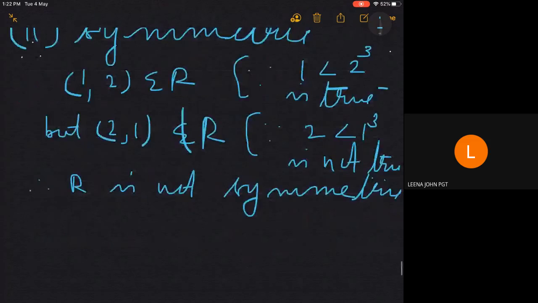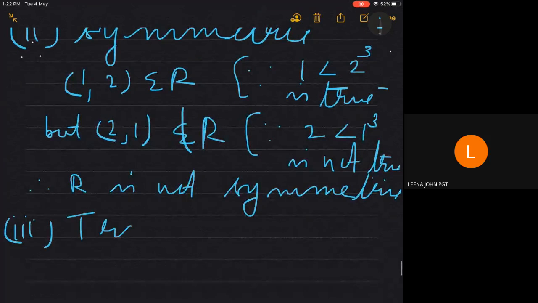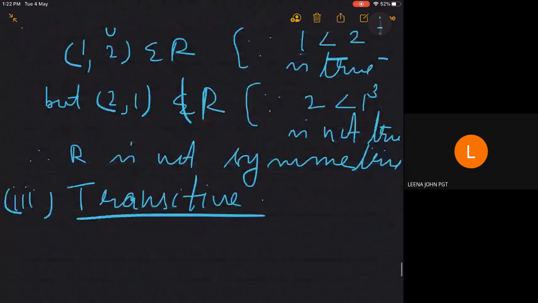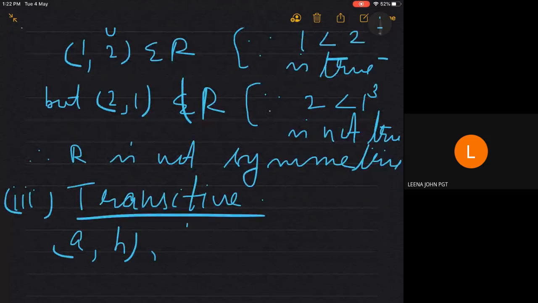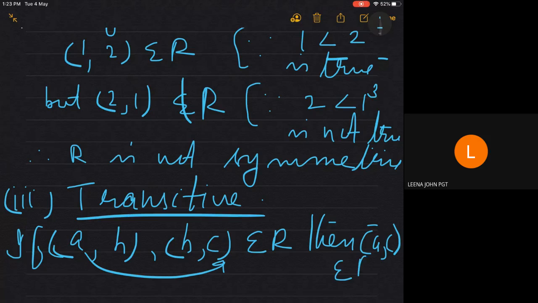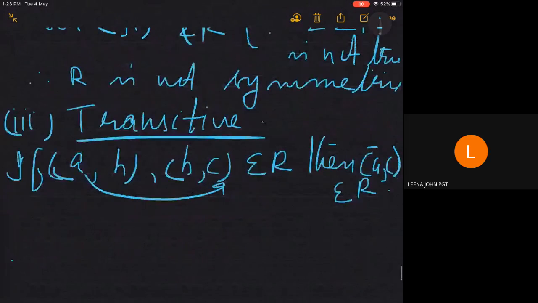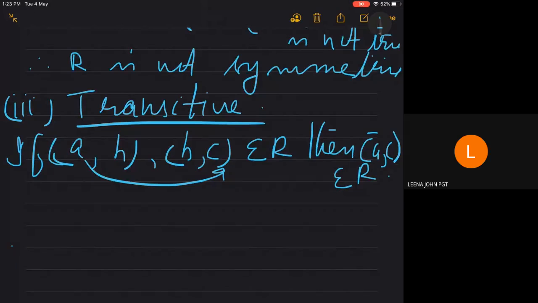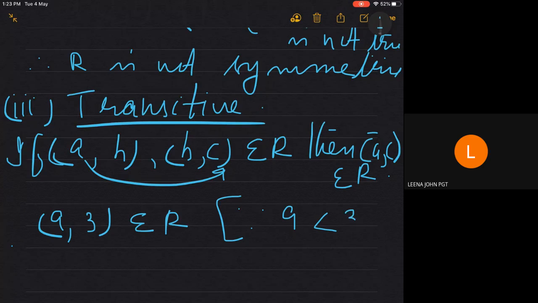The third one is transitive. For that, you have to consider two ordered pairs. If (a, b) and (b, c) are present in R, then you have to check whether the transitive ordered pair (a, c) is present in R. So you have to consider such two ordered pairs from this particular relation. For example, you consider (9, 3). (9, 3) is present in R because 9 less than 3 cube is true.